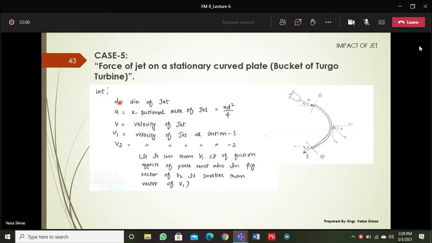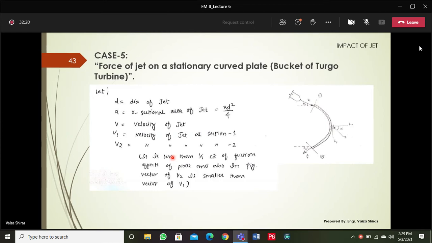Over here, D is the diameter of the jet, A is the cross sectional area of the jet, it is pi d square by 4, V is the velocity of the jet, V1 is the velocity of the jet at section 1. V2 is the velocity of the jet at section 2.